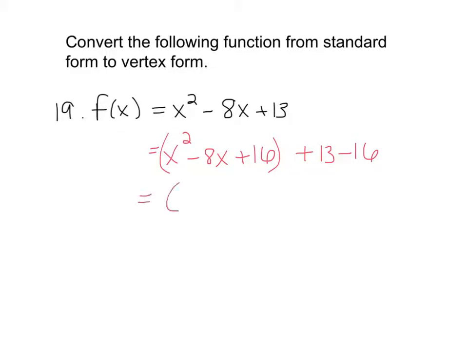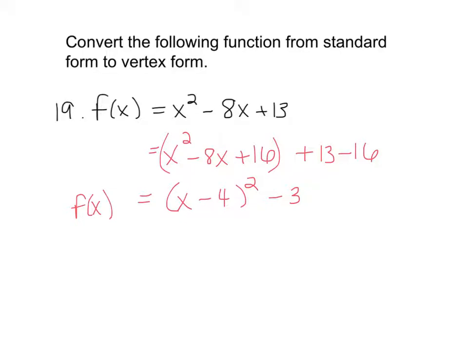Then I'm going to factor this as x minus 4 squared. So I just factored that perfect square trinomial. I'm going to go ahead and simplify this, and we're done. That's how you convert a function from standard form to vertex form.